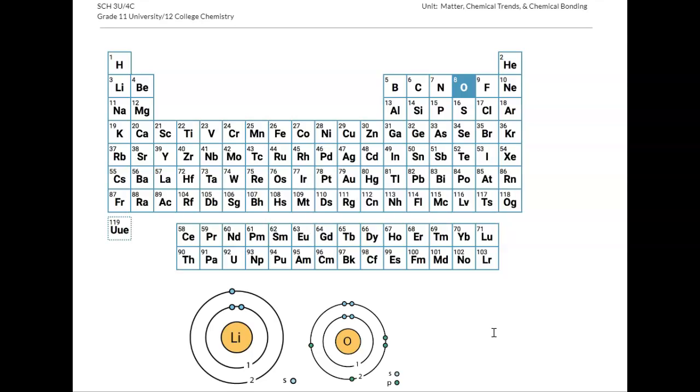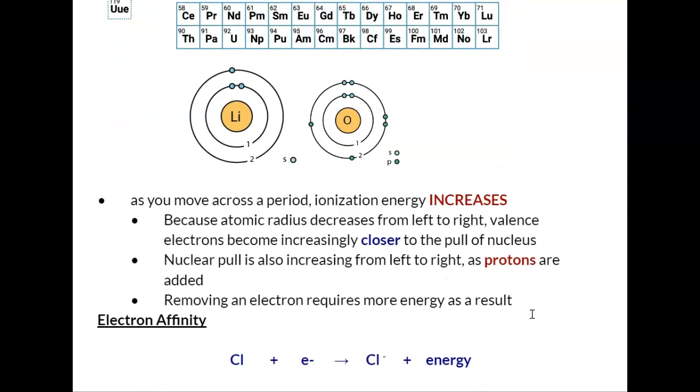We need to think about the fact that lithium, with an atomic number of 3, has 3 protons holding that 1 valence electron in, whereas oxygen has 8 protons holding its valence electrons in. Well, it has multiple valence electrons, but we're talking about removing 1. So oxygen is going to have a much greater hold on its electrons in comparison to lithium because of that stronger nuclear force. Okay, so let's write a little bit down.